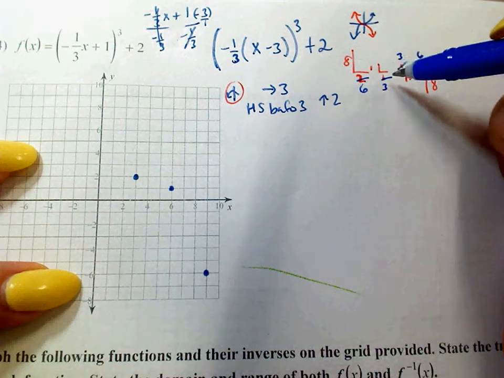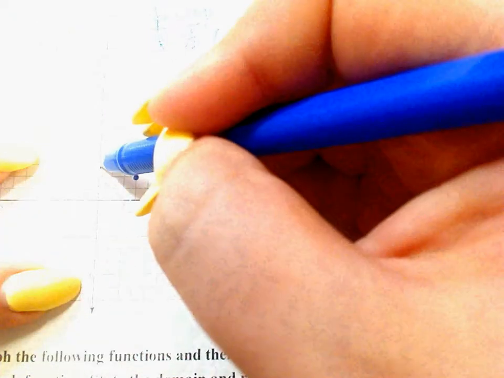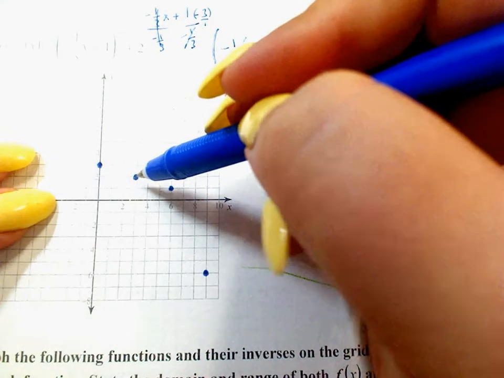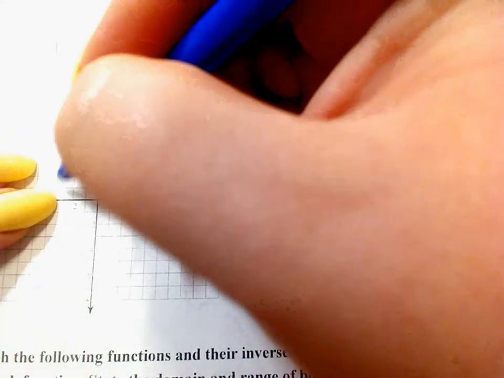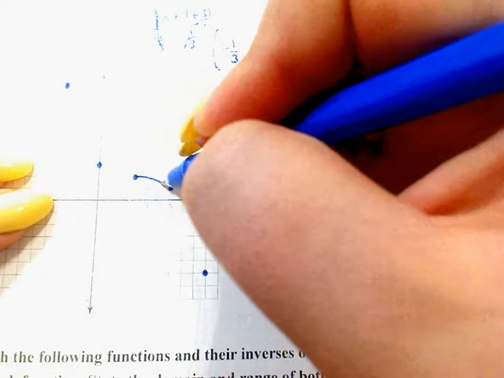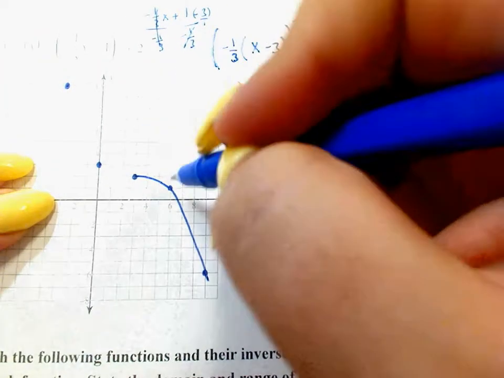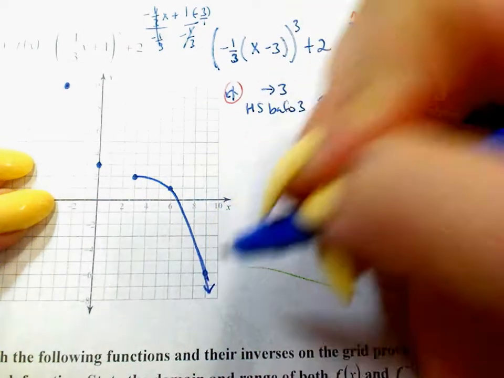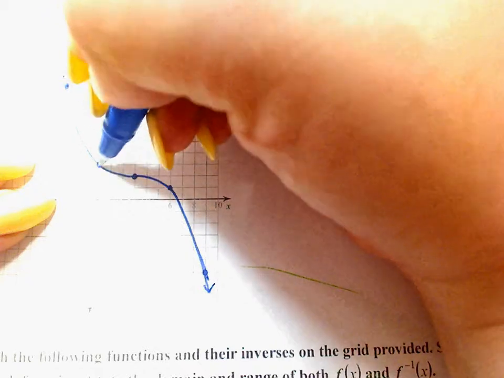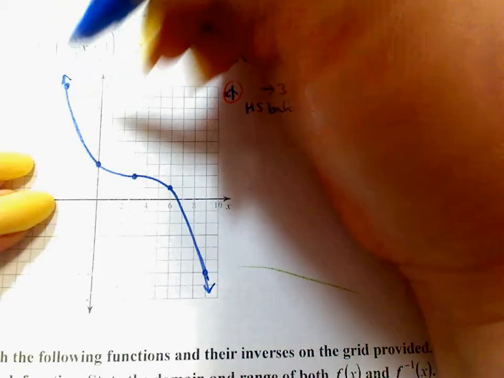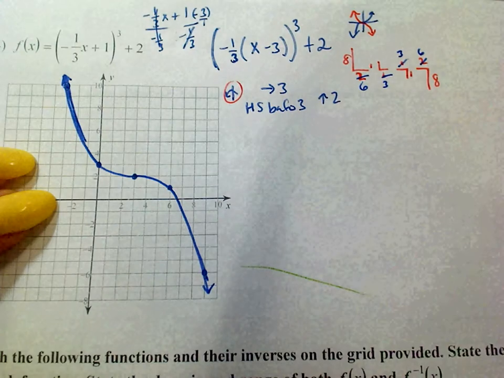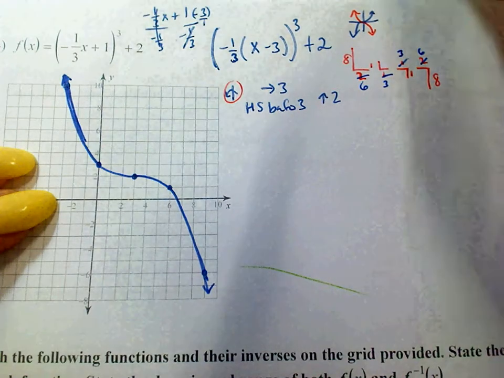And then I'm going to go left 3 and up 1. And then I'm going to go left 6 and up 8. So I'm at 3, so negative 3, and up 8 from 2 is 10. Okay, and then I'm going to connect. And then I'm going to connect over here. Close enough. Okay, and that is my original function.